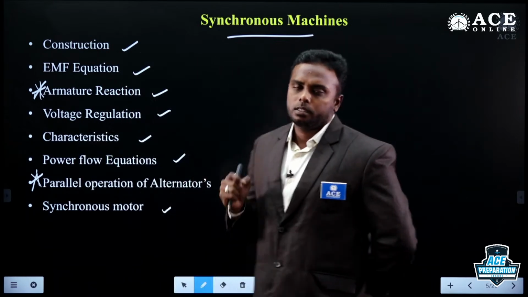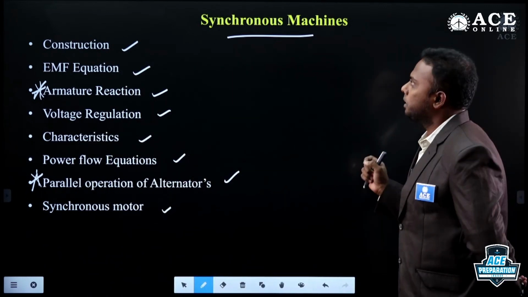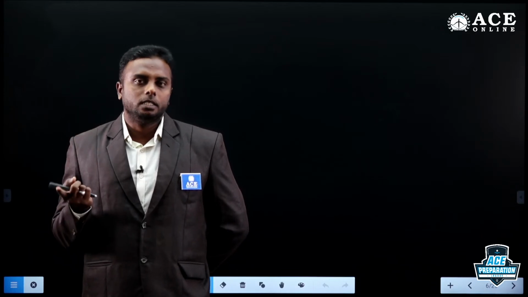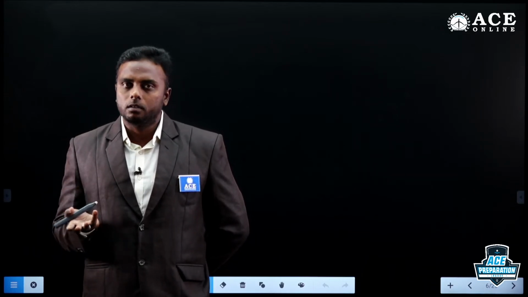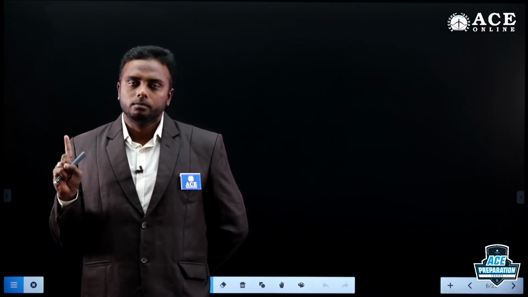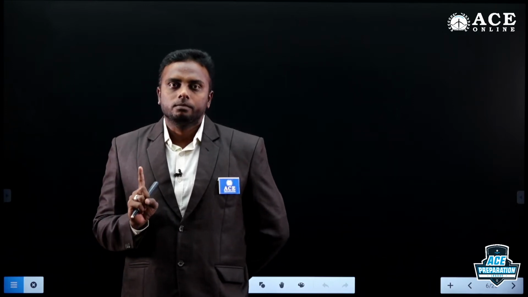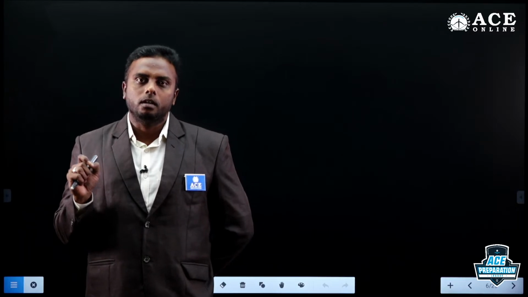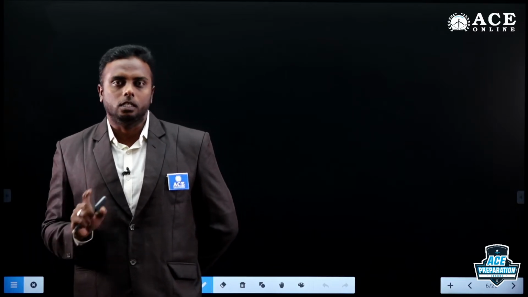Now let's see some differences between the DC and synchronous machine. What is the main difference between DC and synchronous? Generally, whether it is a DC generator or a synchronous generator, in every generator we have two windings. One is field and another one is armature. Where do we place this field winding and armature winding in DC machine and synchronous machine?